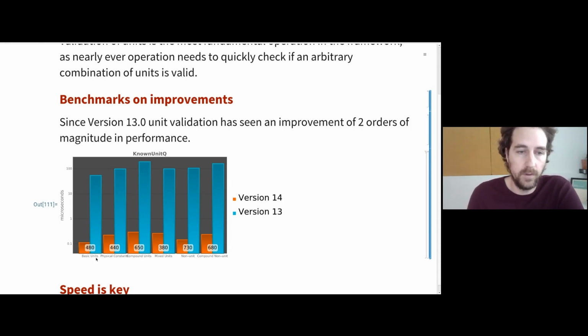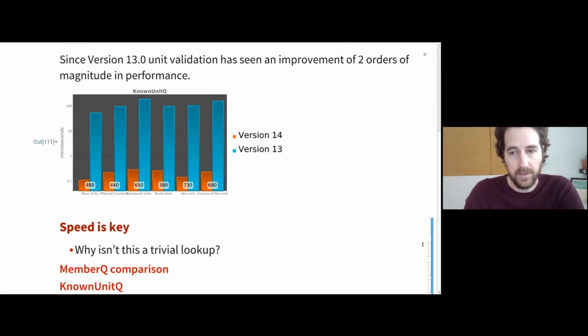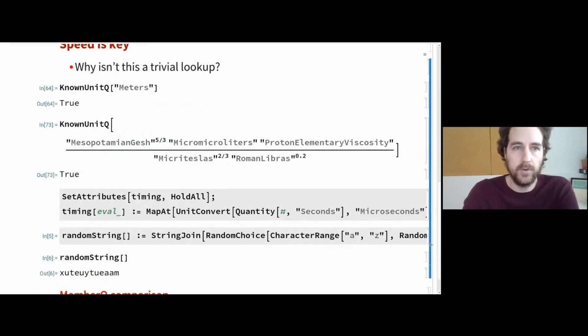Physical constants were a little more complicated. Compound units are combinations of units, but we're generally in the order of 2 orders of magnitude improvement across the board for saying whether something is a unit. So I won't go into the implementation details on everything, but I want to use this as a test case of why this sort of lookup isn't super trivial.